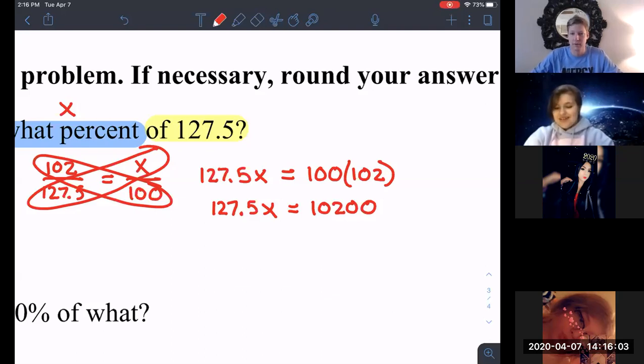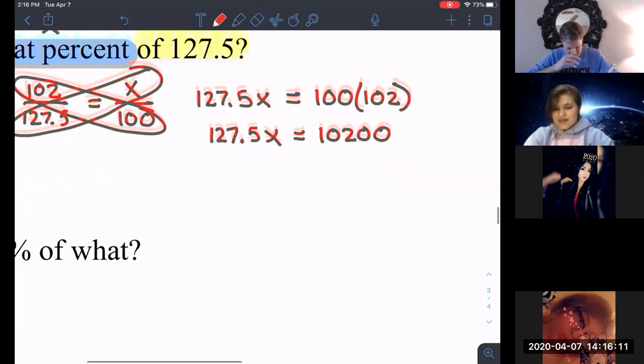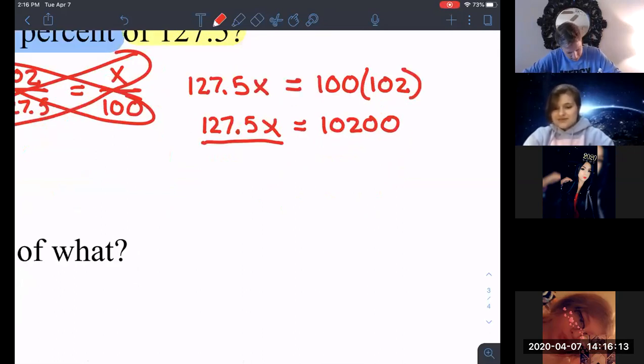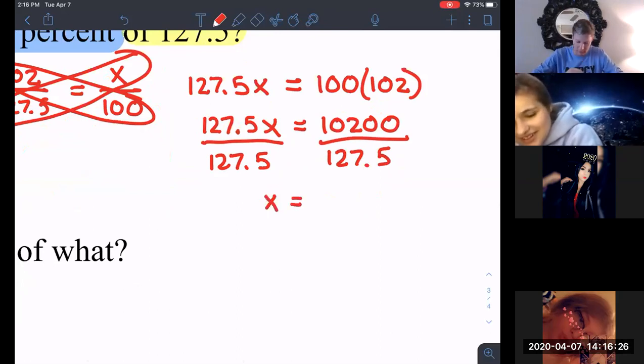Okay, so now let's continue with this problem. Like Jackie said, we're doing number 1 right now, Abby, on the packet. I'm just showing them how to set these up. Now we multiply our cross products. We set up our equation. Then we have to solve it for x. These are going to cancel each other out, and we're left with x equals 10,200 divided by 127.5.